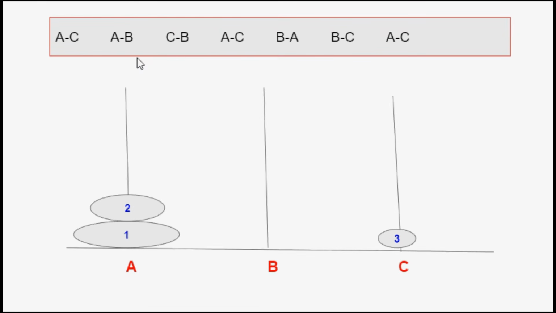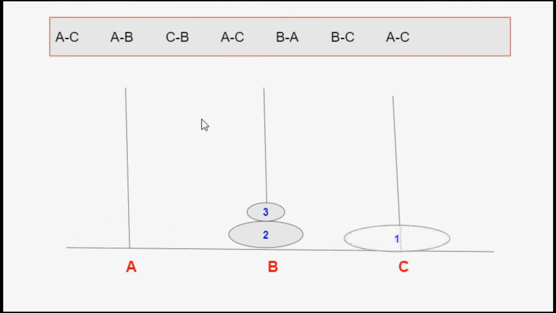Then we are going to make a transfer from A to B. That means disk number 2 would be moved from A to B. Then the third call is C to B, so we are going to transfer disk number 3 from C to B tar. This is the transfer. The fourth call was A to C, so I am transferring disk number 1 to C.